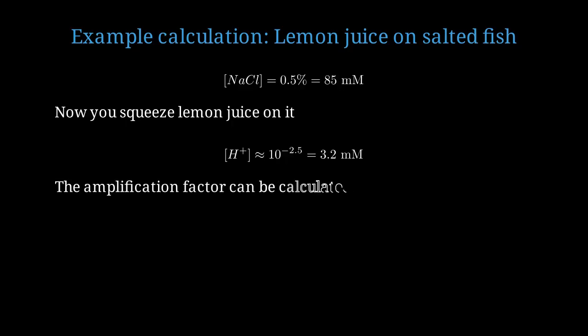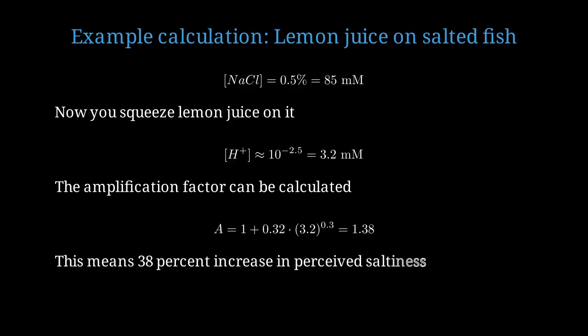Using psychophysical models, we can calculate the amplification factor. The amplification factor A equals 1 plus 0.32 times 3.2 to the 0.3 power, which equals approximately 1.38. This means the perceived saltiness increases by about 38% compared to the fish without lemon juice.